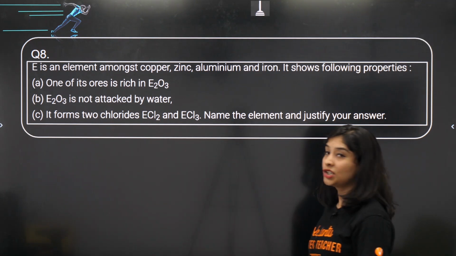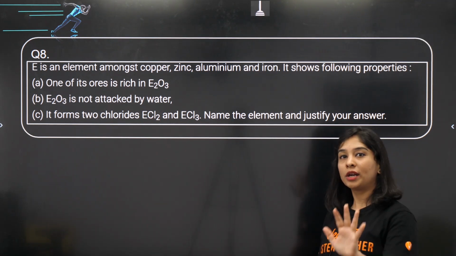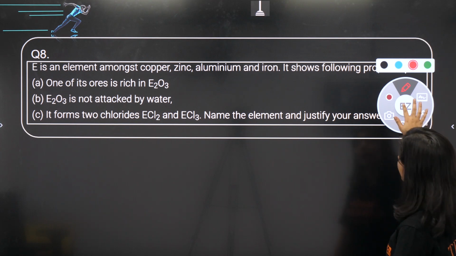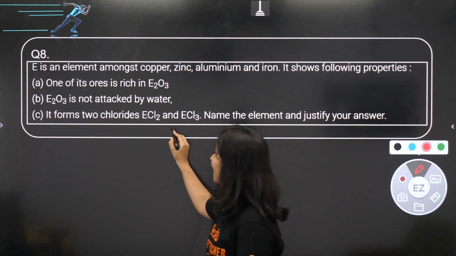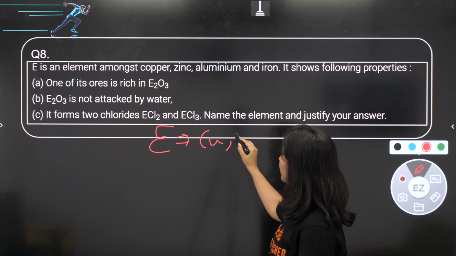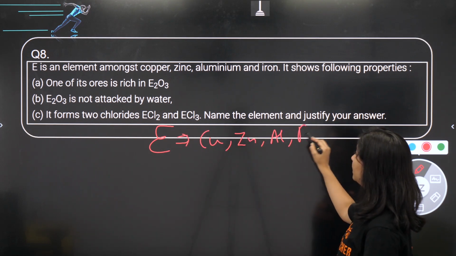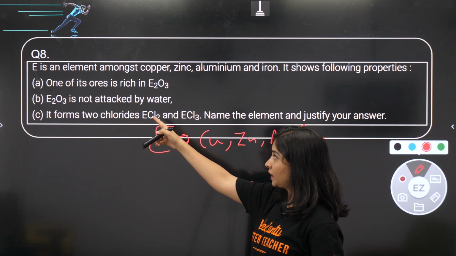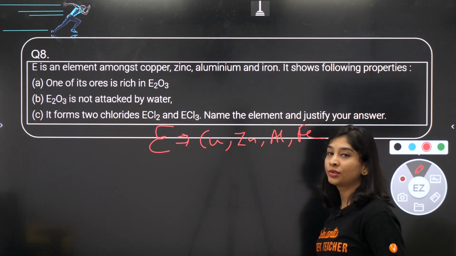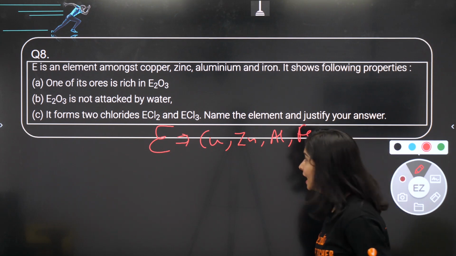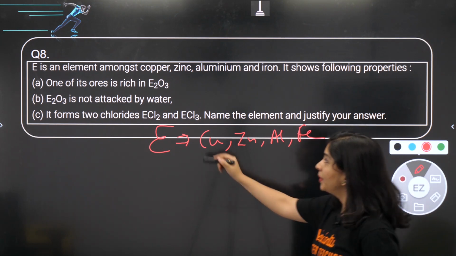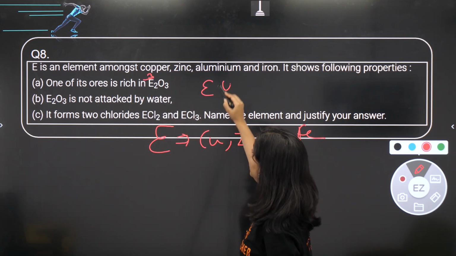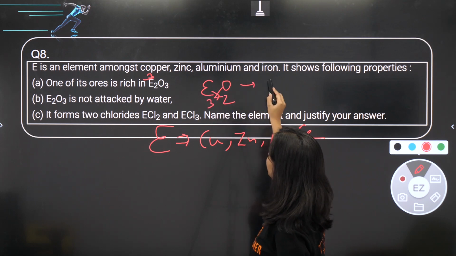Yes. So one more question, a very good question and important for boards and for the exam point of view. E is an element among copper, zinc, aluminium and iron. We have to find out E, which could be copper, zinc, aluminium or iron. All the information is given. Let's see what is the best suitable element for all the parts. One of its ore is rich in E2O3. First of all, copper doesn't form Cu2O3, zinc also doesn't form it, because here it is showing that the valency of E will be 3. How does this come? By cross multiplying, right? E2O3. Then only you get this formula.